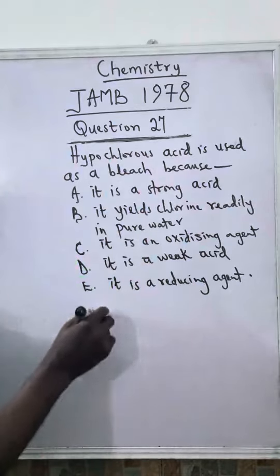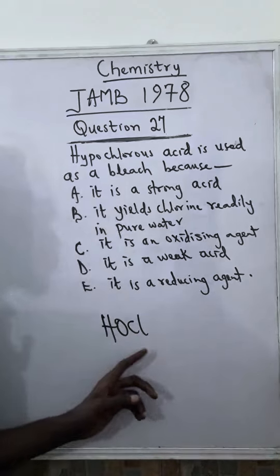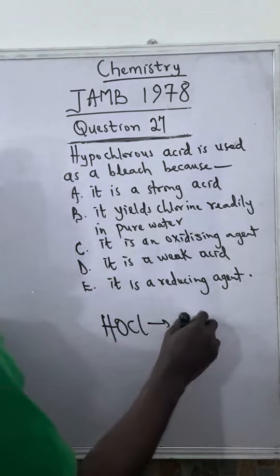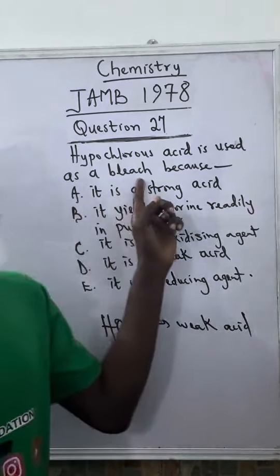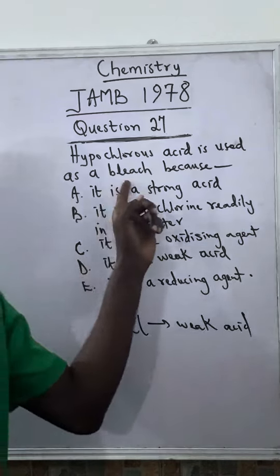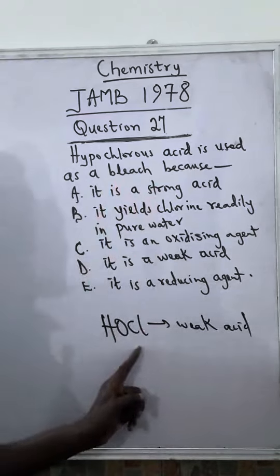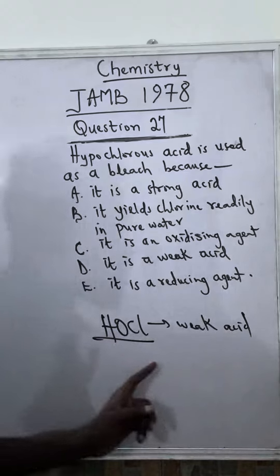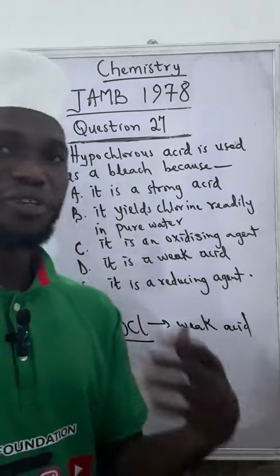So this is the chemical formula of hypochlorous acid. That's HOCl. This is the formula for hypochlorous acid. Actually, this acid is a weak acid. But with that, its function as a bleach, its weakness is not a factor that affects its bleaching ability. The reason for this is that it is an oxidizing agent. Most acids are oxidizing agents. Because of its oxidizing power, it can be used as a bleaching agent.